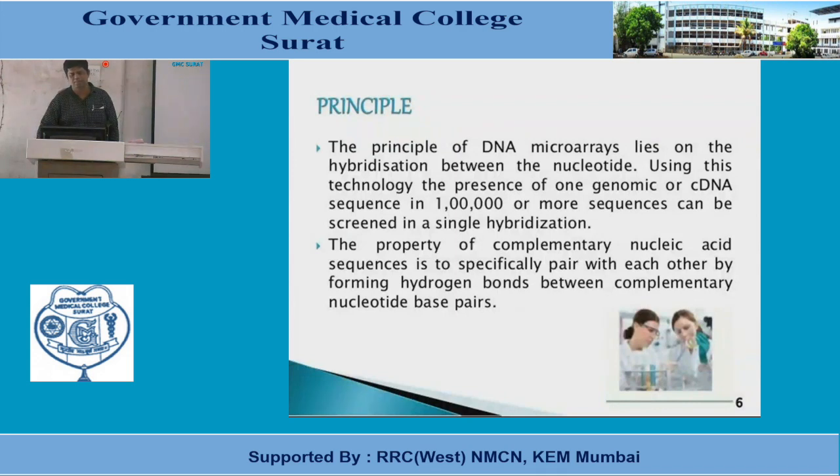Using this technology, the presence of one genomic or cDNA sequence in 1 lakh or more sequences can be screened in a single hybridization. This means there are 1 lakh or more sequences from a single person. In PCR we get 2 raised to 40 sequences at the same time, but here there are different sequences at a single time. The property of complementary nucleic acid sequences is to specifically pair with each other by forming hydrogen bonds between the complementary nucleotide base pairs.